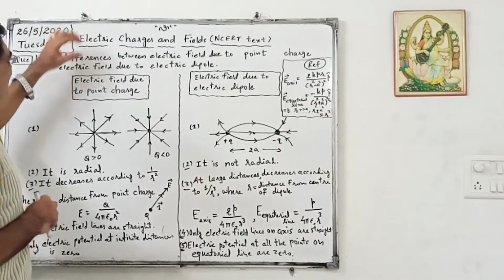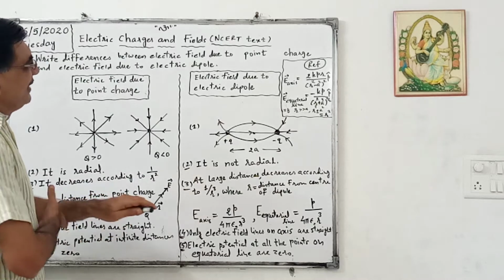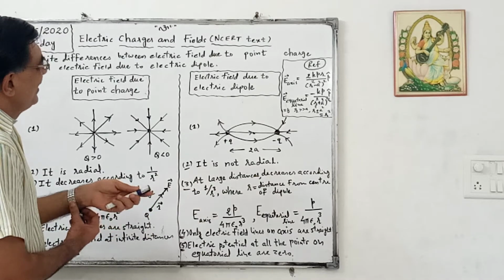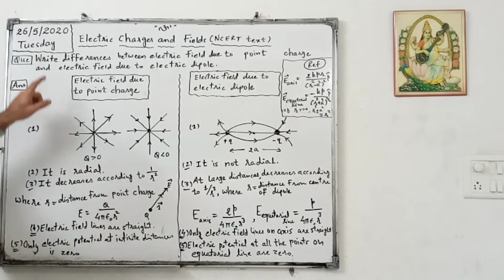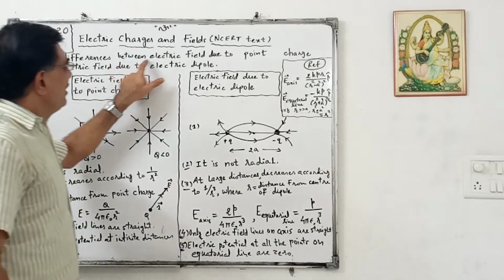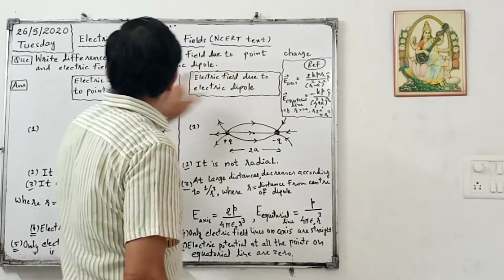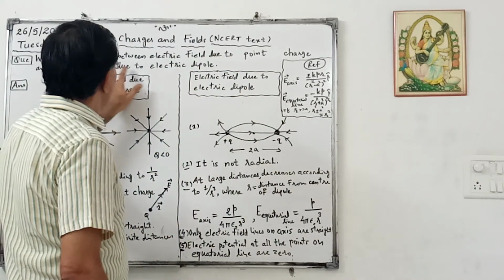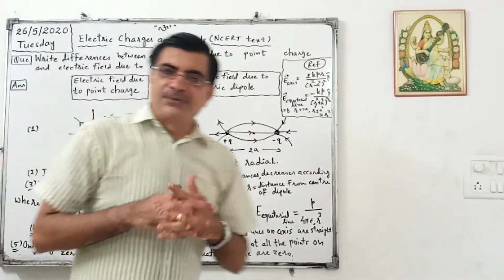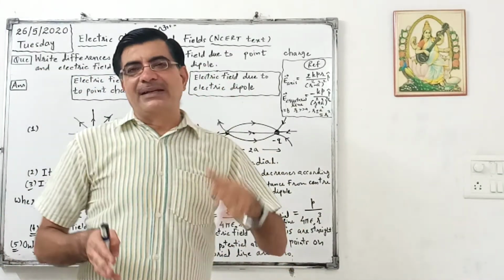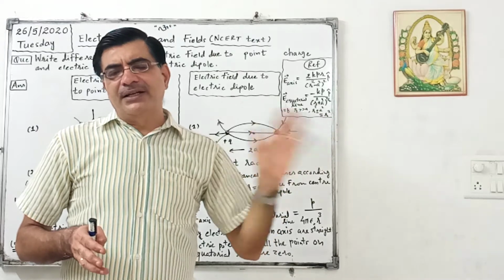We are studying electric charges and fields, NCERT text. Again today we will discuss a theory. The question is, write differences between electric field due to point charge and electric field due to electric dipole. In short, we have to differentiate electric fields due to a point charge and an electric dipole.